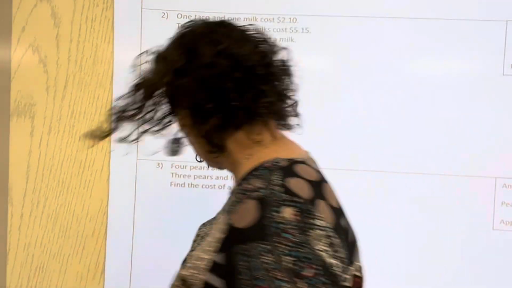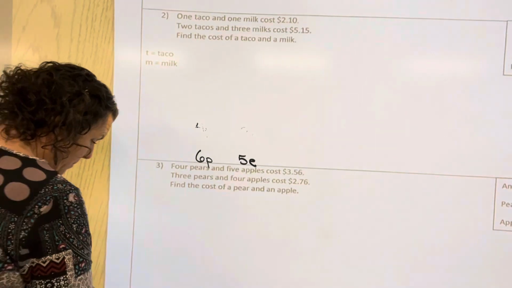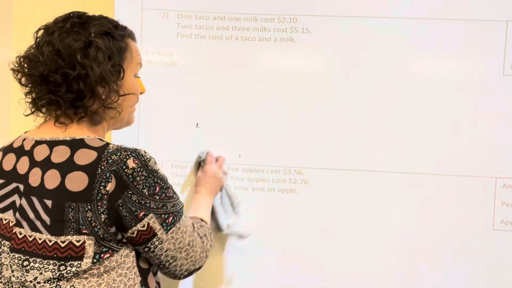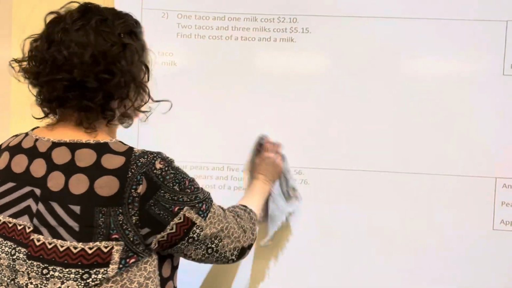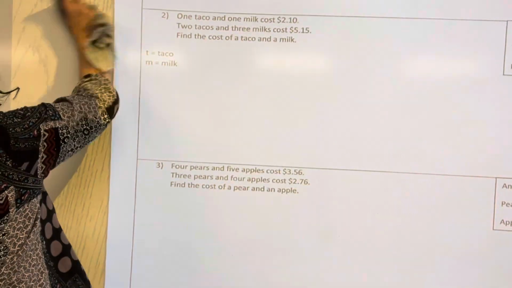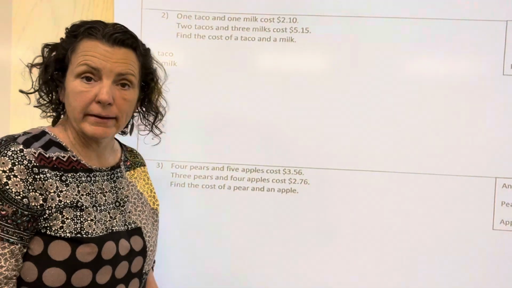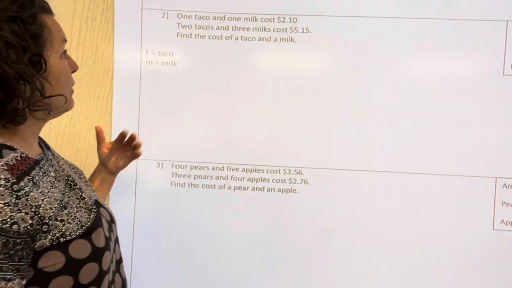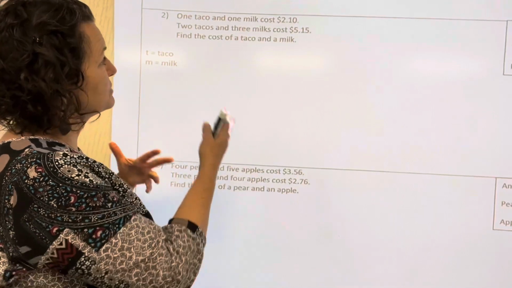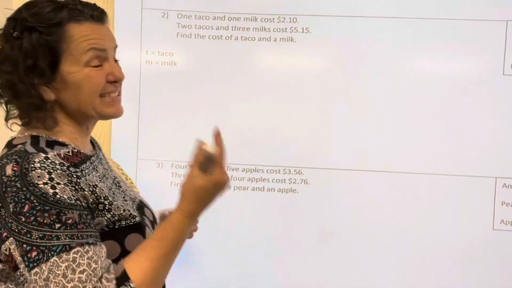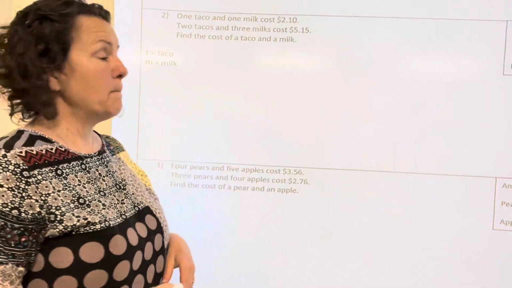You got it? Cool. Well, let's go back. Again, you can use whatever letter you want, also known as a variable. You want to use X and Y? Go for it. You want to use A and B for everything? Cool beans. Do what you want. Okay? So this one is about tacos and milk costing a certain amount, find the cost of a single taco and a single milk.